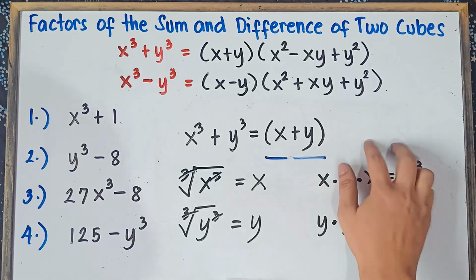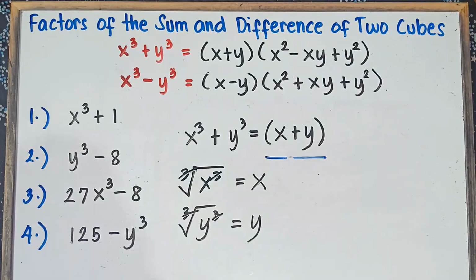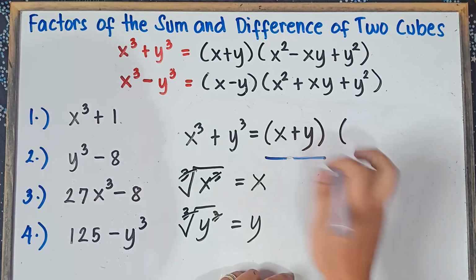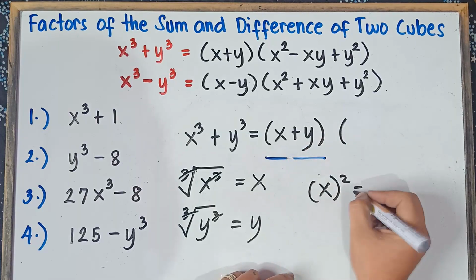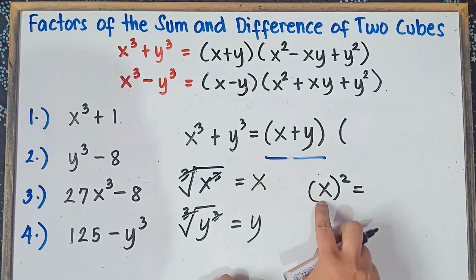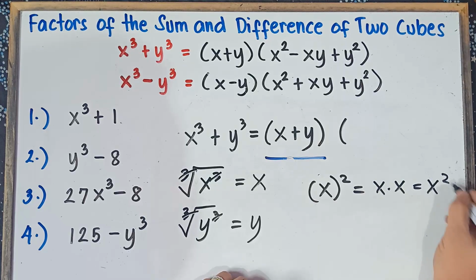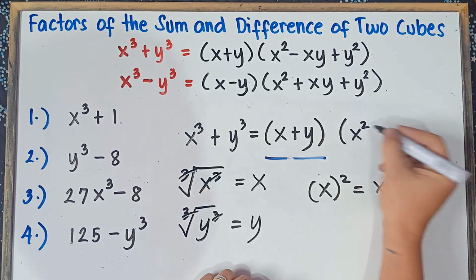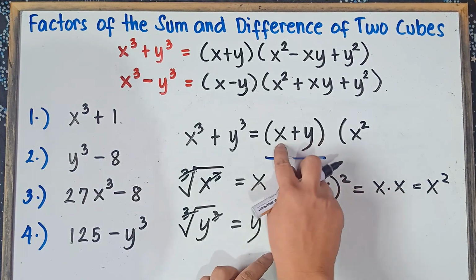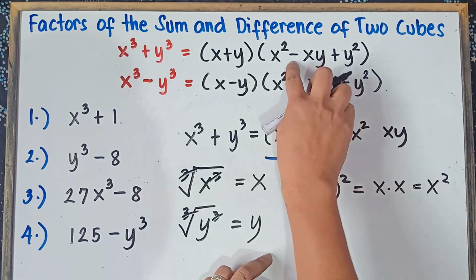Questions are, how will you get your second factor? To get the second factor, class, first step, you get the square of the first term, the square of x. So x squared, what would be the answer, class? That's correct, that would be x squared, right? It means you multiply x by itself twice, x times x, that would be x squared. And then simply multiply the first term by the second term, x times y, that would be xy. And then your sign, class, will be negative.